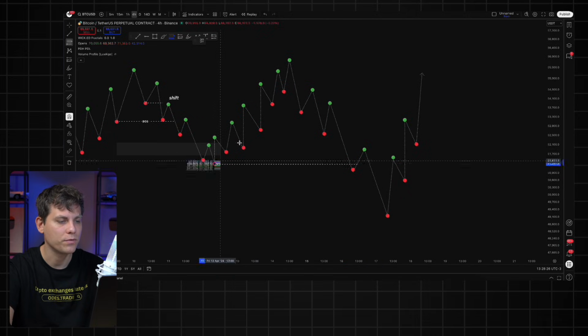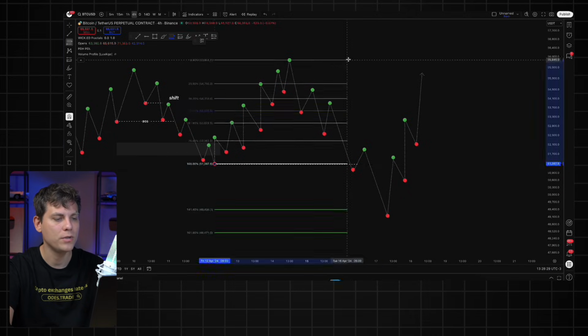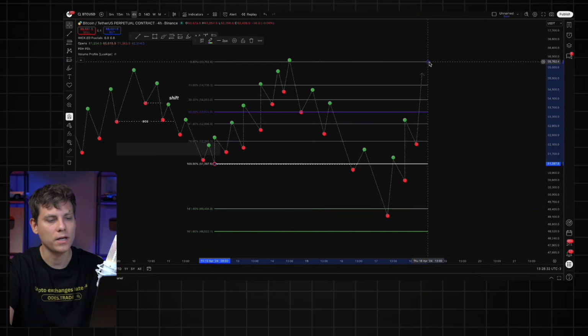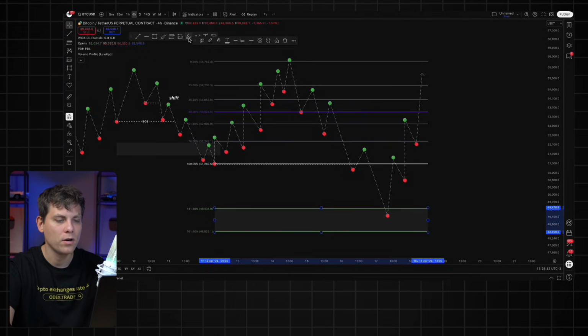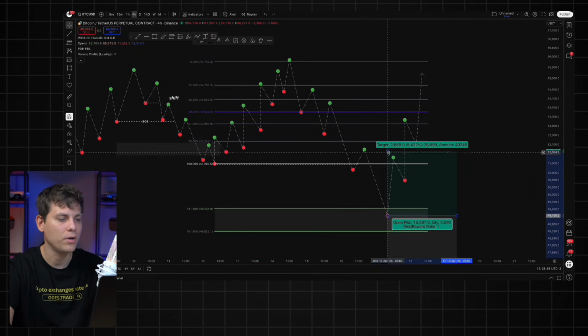So we take our Fibonacci grid. From the main low to the high, we stretch our Fibonacci tool, and we see that the price comes exactly into the 141, 161 zone again, the zone from which we will form our new long position.